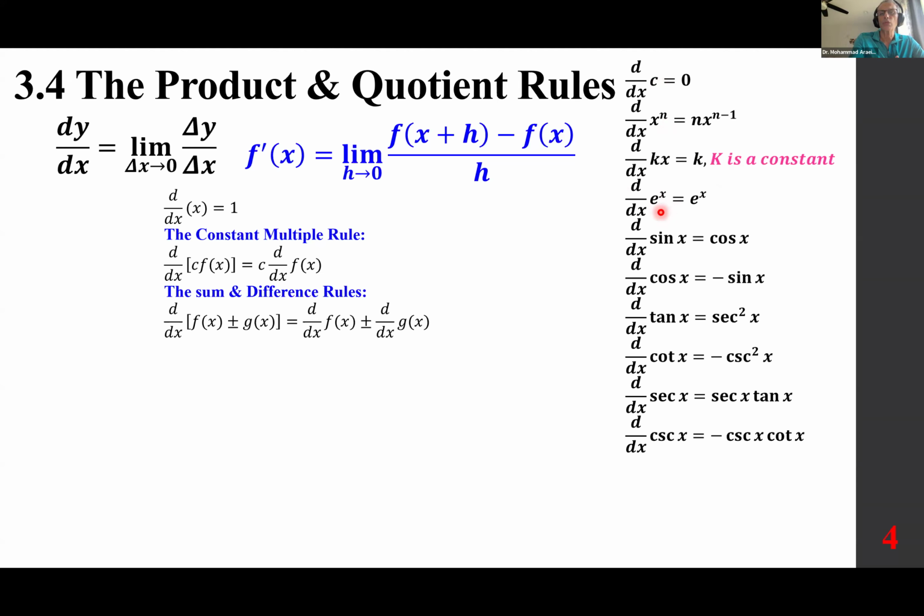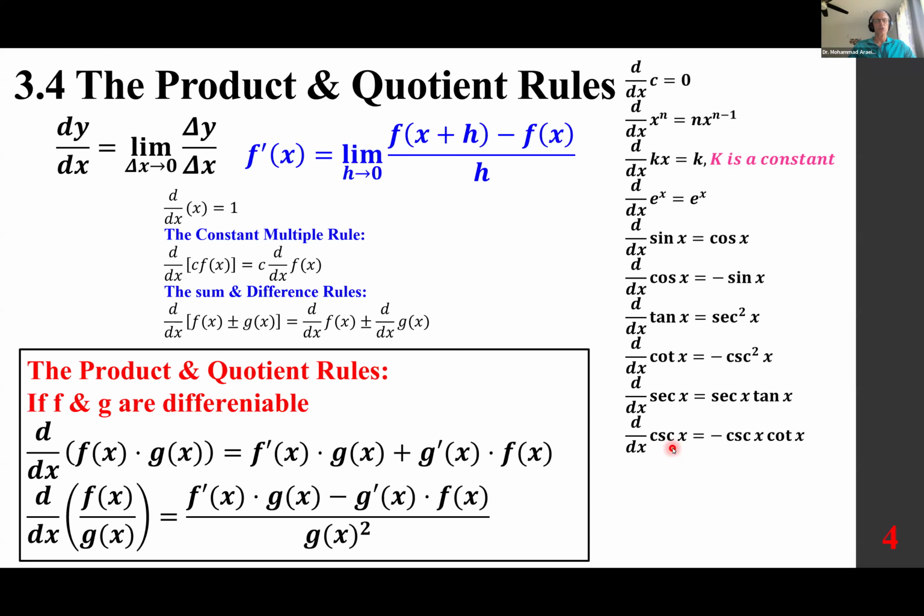And then more rules, the derivative of e to the power of x is itself. The derivative of sine is cosine. The derivative of cosine is negative sine. The derivative of tan x is secant squared. The derivative of cotangent x is minus cosecant squared. The derivative of secant x is secant x tan x. And the derivative of cosecant x is negative cosecant x cotangent x.